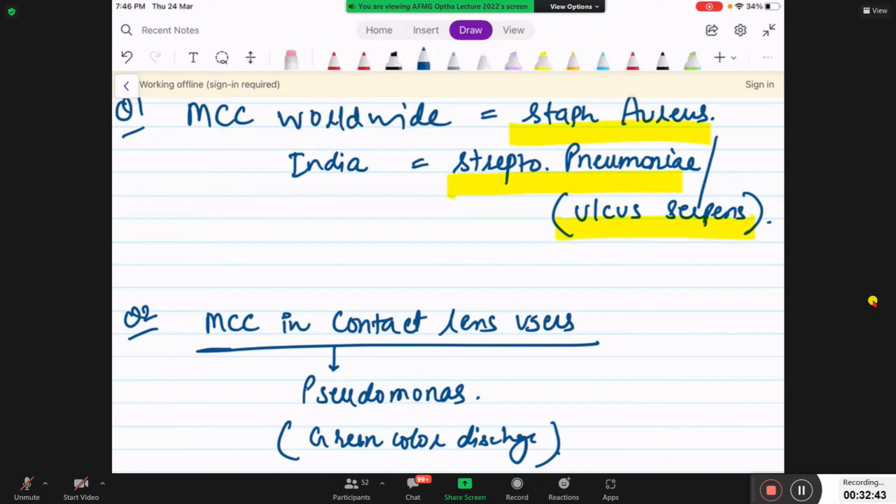This Pseudomonas infection is very, very severe. Why? If in the question they are saying that in 72 hours, or in 3 days, because of bacterial corneal infection or bacterial keratitis, there is corneal perforation, it indirectly says Pseudomonas.